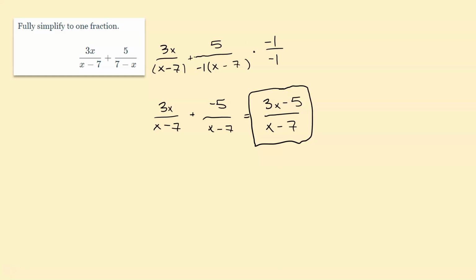If you did it the other way, if you multiplied the left fraction by -1 over -1, you will end up with something where you're going to need to cancel out those -1s at the end to end up with this fully simplified version. So it's probably best to do it this way for this one. But you can still end up with the right answer if you do it the other way as well.